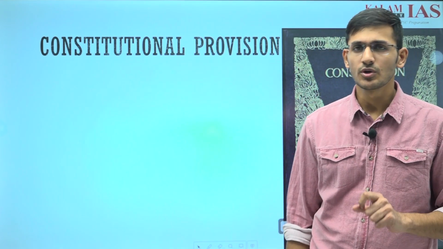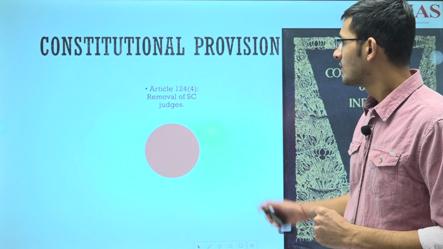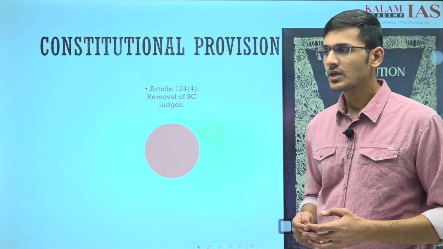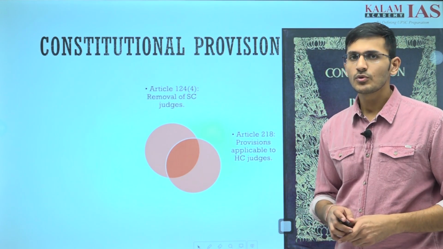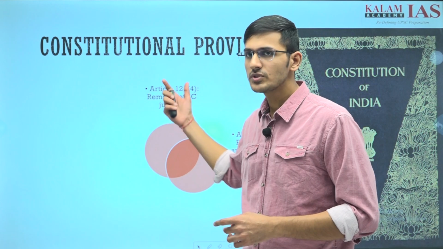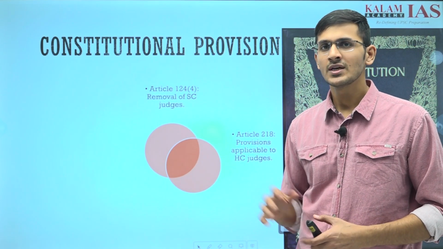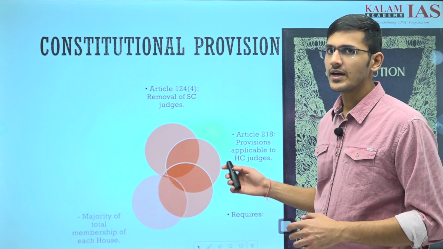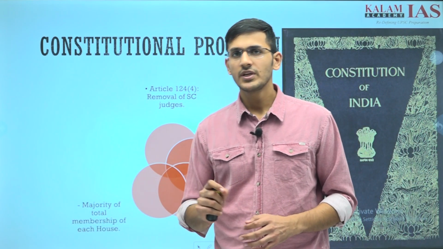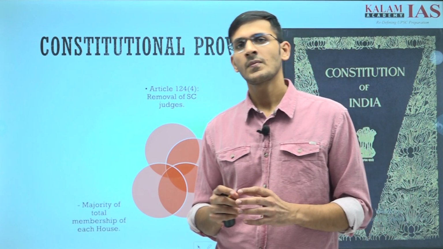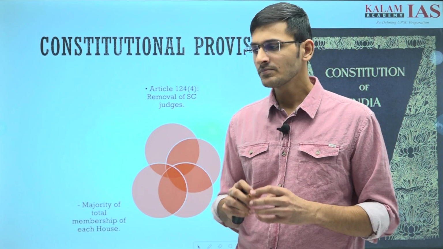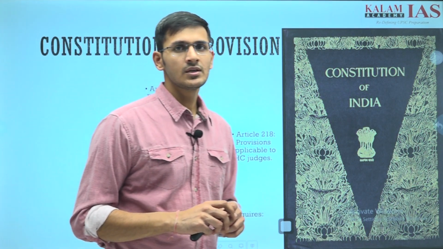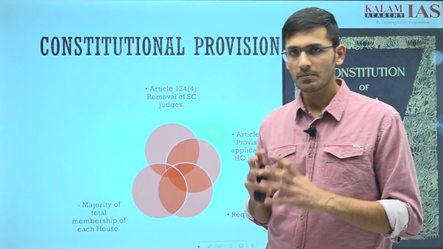What are the constitutional provisions related to impeachment of judges? First, Article 124(4) deals with the removal of a judge of the Supreme Court, and Article 218 provides that the provisions applicable for the removal of a Supreme Court judge are also applicable for the removal of a High Court judge. What it requires is a majority of the total membership of each house, whenever the motion is presented in a house. For example, if 543 members are there in the Lok Sabha, then 272 members at least should pass the resolution.